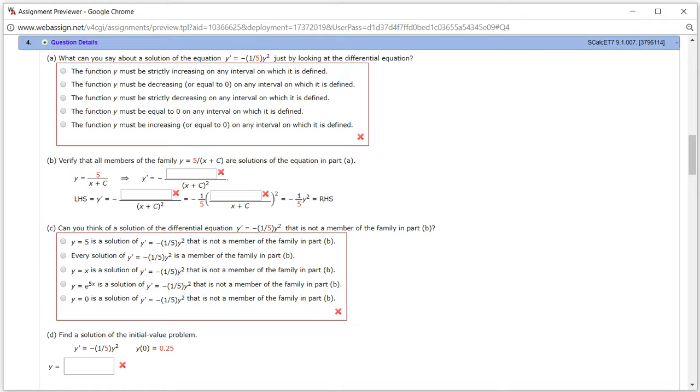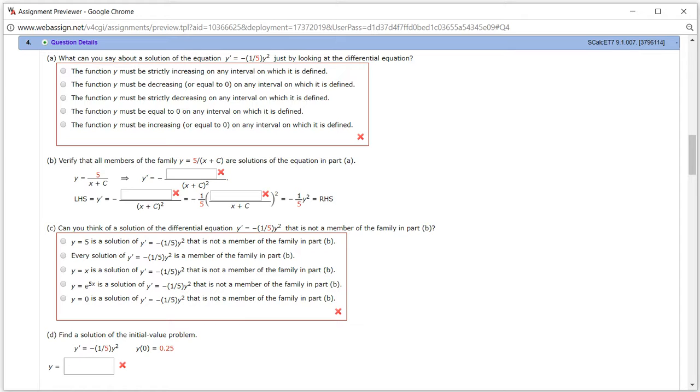All right, let's look at the homework 9.1, problem number 4. Part A. What can you say about the solution of the equation y prime is equal to negative 1 over 5 y squared? So you can see that the y prime tells you about the slope of the solution, and since it's y squared with the negative sign, it's always going to be non-positive, so it's going to be mostly negative, which means that the solution is going to be decreasing.